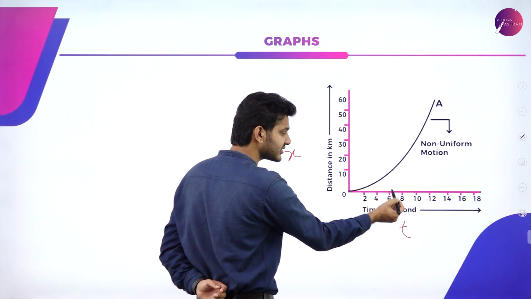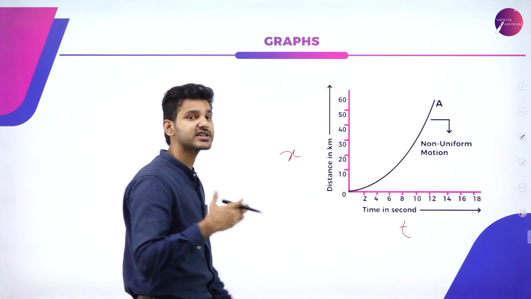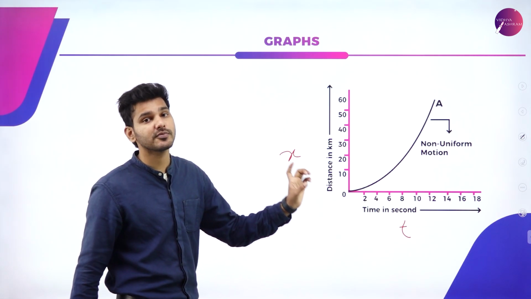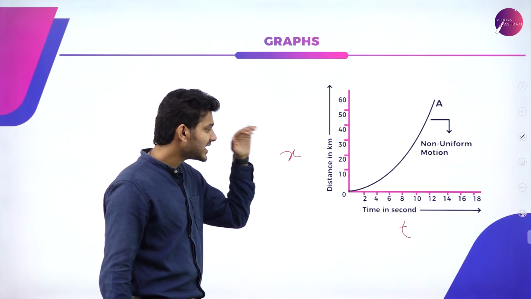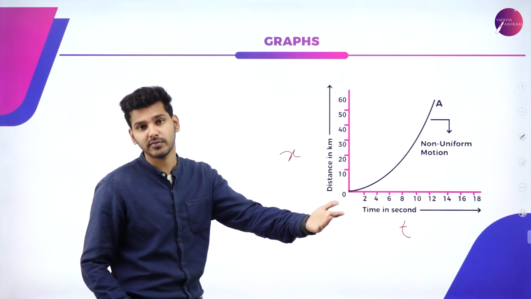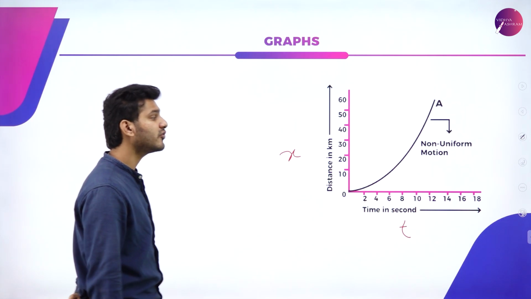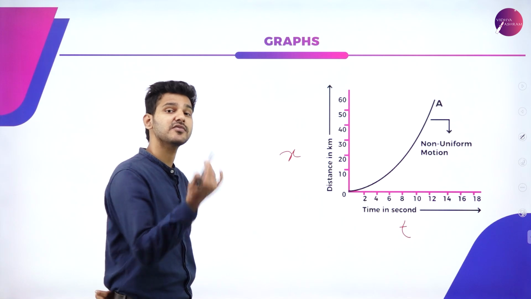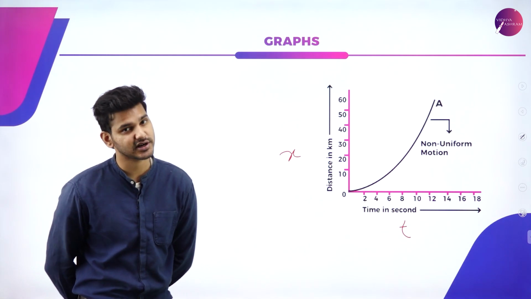So 2, 4, 6, 8. Every 2-second interval, I'm measuring the particular position of that object, and I'm seeing that it is increasing in distance. It is moving away from me. So how do we actually draw a graph or analyze a graph? That is what we are going to discuss in this particular class.